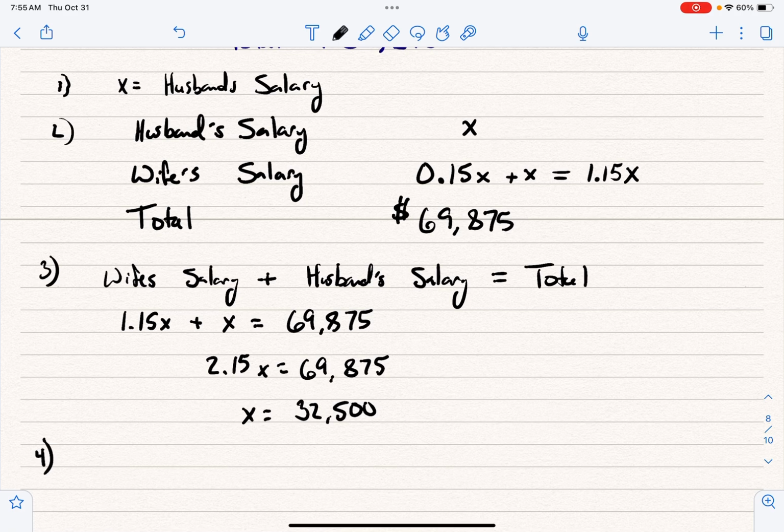Okay? And so then that was the answer to the question. The answer to the question was his salary is $32,500. Now, we could go back and figure out what her salary was as well. If this question was worded a little bit better, I think that that's what they should have asked, is what's each person's salary. But they just asked about his, and so that's what it is.